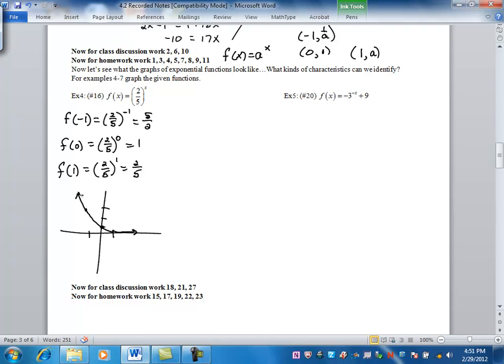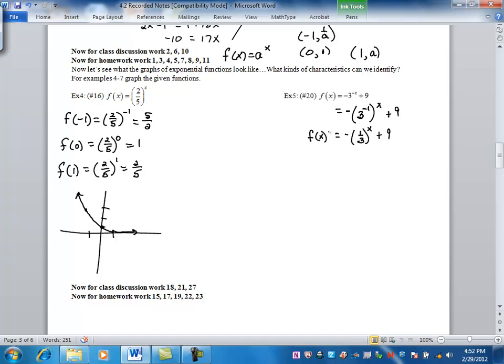Now, we look here at example 5. I'm going to make use of some of the knowledge that we learned in our last unit about reflections and translations and so forth. To do this, I'm going to rewrite this function as the opposite of 3 to the negative 1, to the x power, plus 9. Now we know that 3 to the negative 1 is 1/3, so the opposite of 1/3 to the x, plus 9. Alright, and so this is now my f of x.